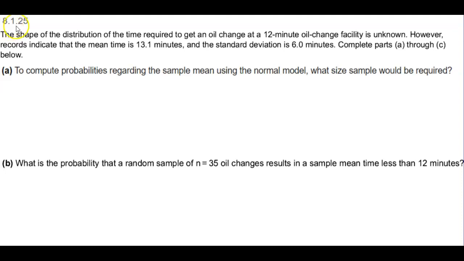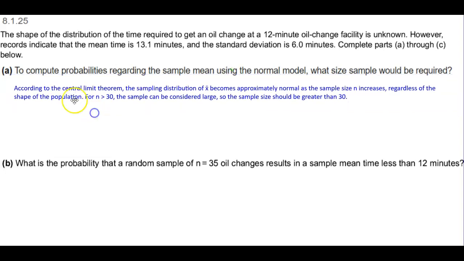Section 8.1.25. The shape of the distribution of the time required to get an oil change at a 12-minute oil change facility is unknown. However, records indicate that the mean time is 13.1 minutes and the standard deviation is 6.0 minutes. We want to complete parts A through C below. First part is to compute probabilities regarding the sample mean using a normal model. What size sample would be required?